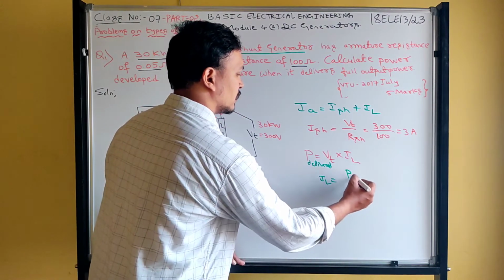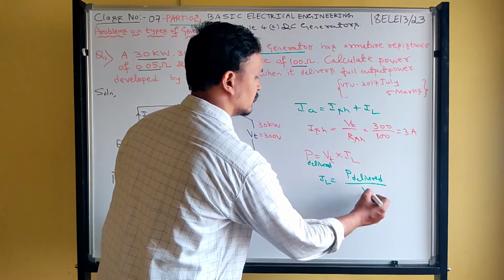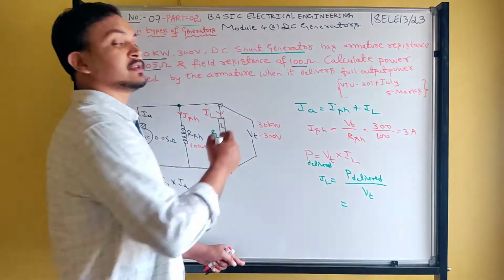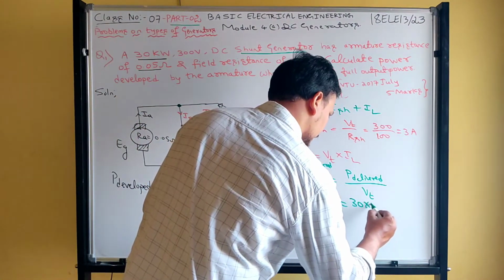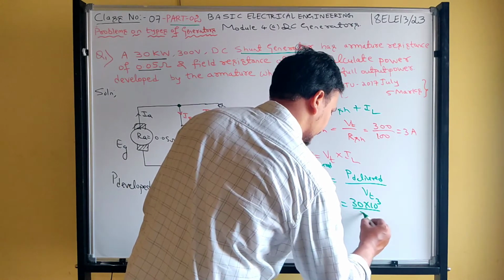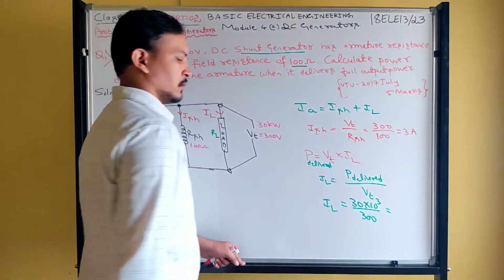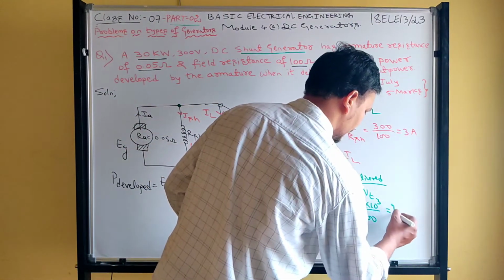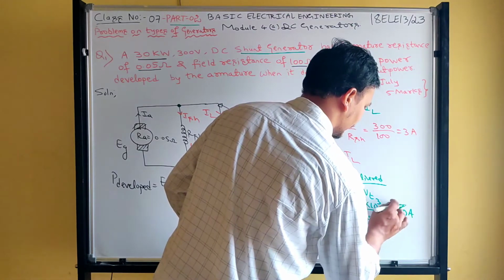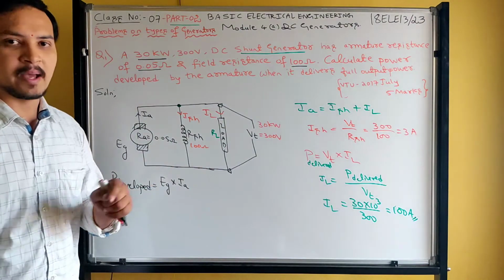So, from this you find the load current. What is the load current? Power delivered divided by terminal voltage. How much power is delivered? 30 kilowatt. Very good. So 30 into 10 power 3 divided by 300 volt. So guys, do this in calculator. You will get 100 amperes, not 300. So I got load current as 100 ampere.